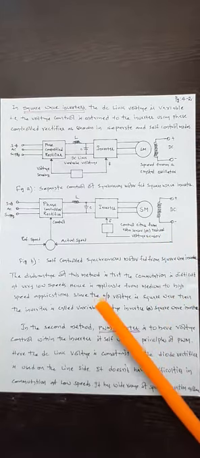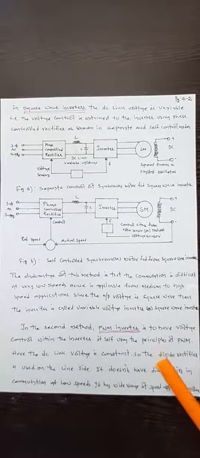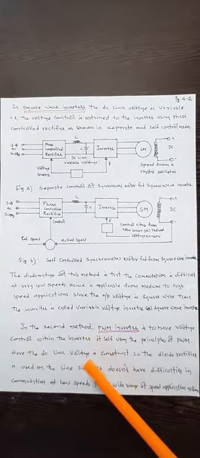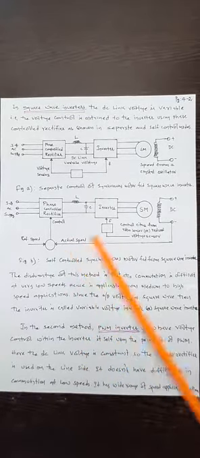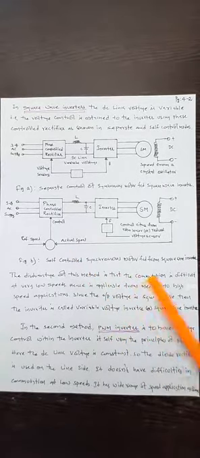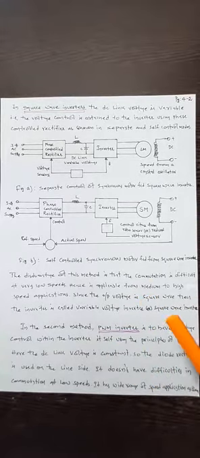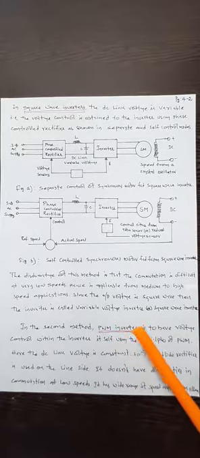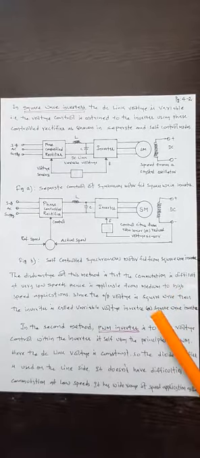PWM control strategy. In the second method, PWM control is to have voltage control within the inverter. See here, voltage control within the inverter, in the sense, a constant DC supply is directly applied to the inverter, there is no problem. The inverter has an ability to change both the voltage as well as the frequency. Yes. So in the inverter itself it changes the voltage, just by splitting into a number of voltage pulses.